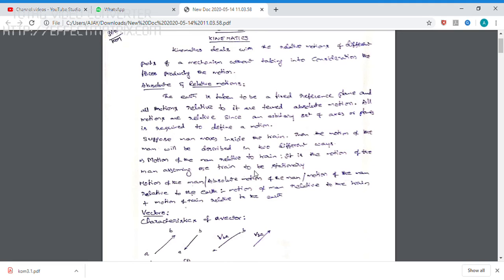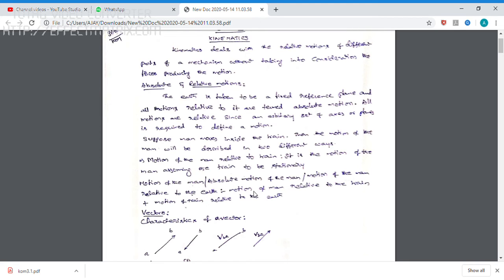But if you want to define it in the absolute manner, we can simply call it the motion of the man, or absolute motion of the man, or motion of the man relative to the earth. In the beginning I said that whenever we are defining with respect to the earth, we can consider that as the absolute. So for the absolute case, we can write absolute motion of the man or motion of the man relative to the earth. This particular thing we consider as absolute motion.